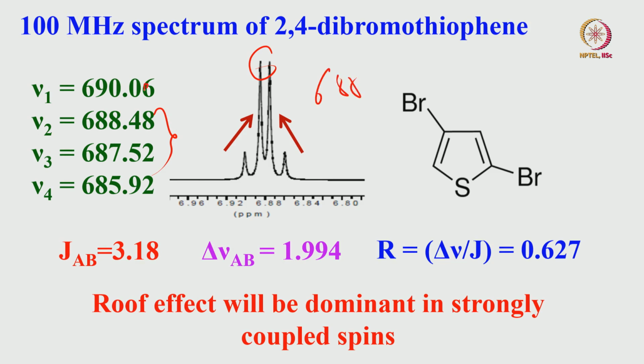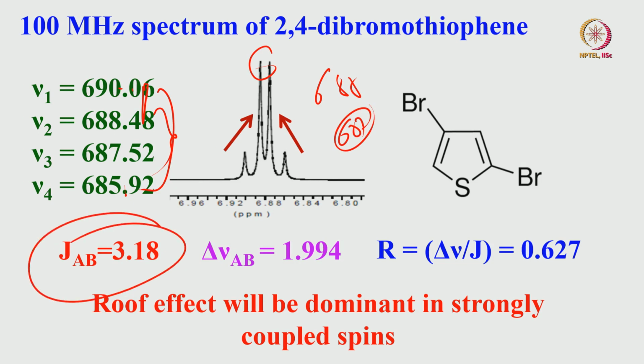Whereas this separation, if you measure this to this, the average is 687. See, the difference is very small. Here it is written J_AB already, and the chemical shift separation is about 2 hertz. We have worked out the chemical shift difference between any of these two peaks. I do not know which is A and which is B, I can't say what the chemical shift of A and of B is here.